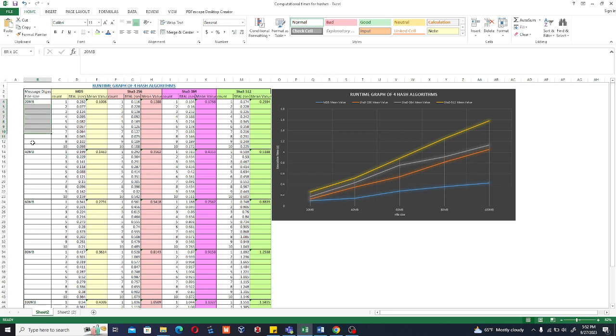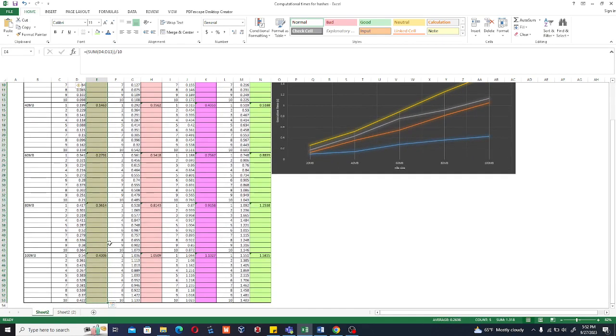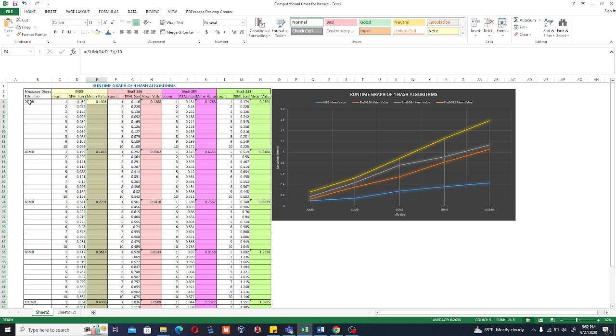In summary, as the file size increases, the computational time required for each algorithm also increases linearly. Also, per file size, each algorithm's time increases linearly, from MD5, which is a 128-bit hash algorithm, to SHA-3 256, and then 384 and 512, which also increase.